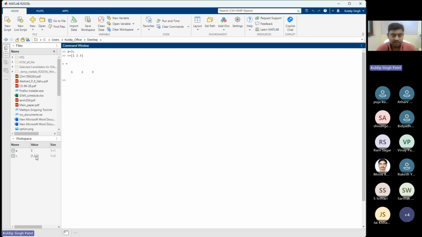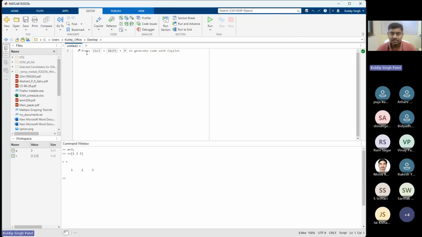So V is stored here. But if we want to write a big code, then how will we write it here? What is suggested is that you click here on new script, right? And here you see it comes like this. Okay, so this percentage sign is basically for comments. How to write a big matrix? Yes, I'll be telling you. Good, good. That's why you can simply ask, right?